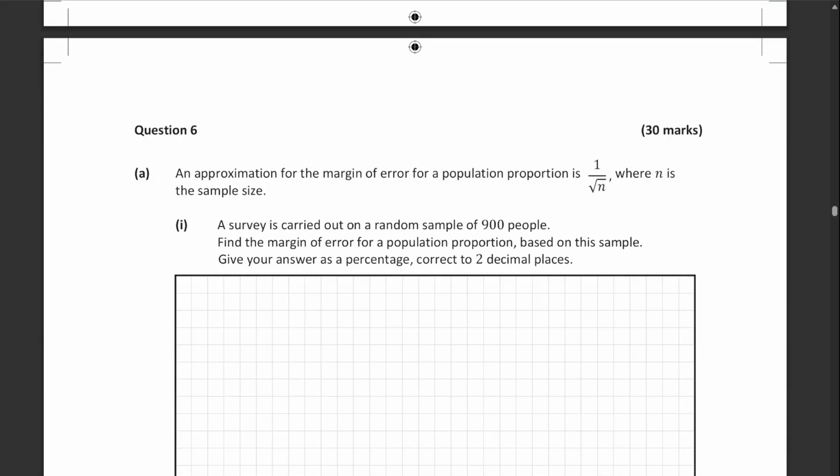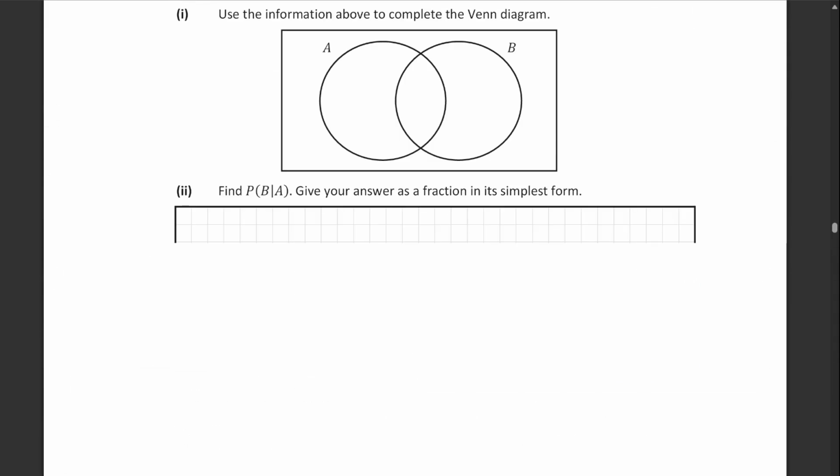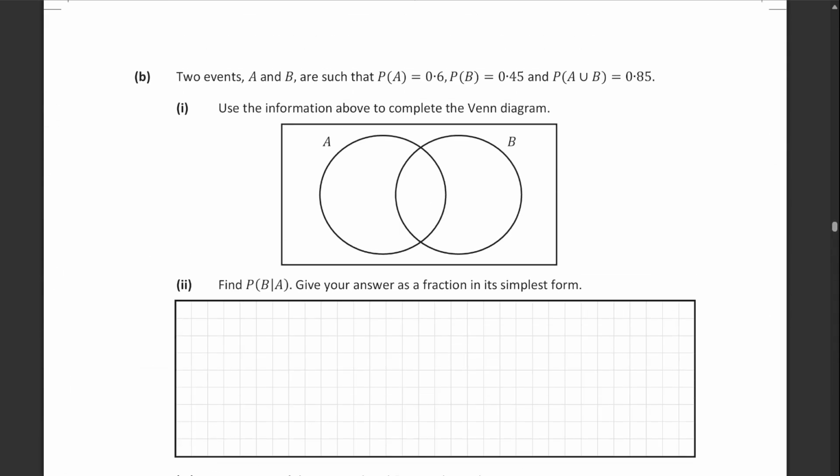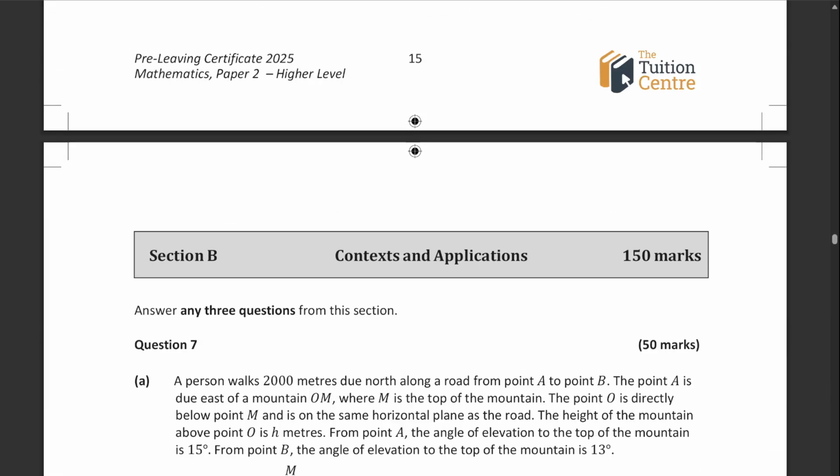Right, inferential statistics here. Margin of error, the simplified version, yeah, that's fine. That's just fine enough algebra. And Venn diagrams, students' favorite. Yeah, I've had my issues with Venn diagram questions before. Investigate independence, that's fine. Okay.